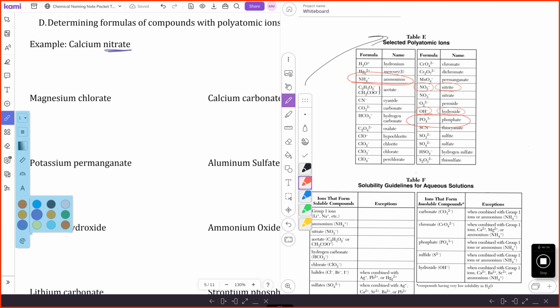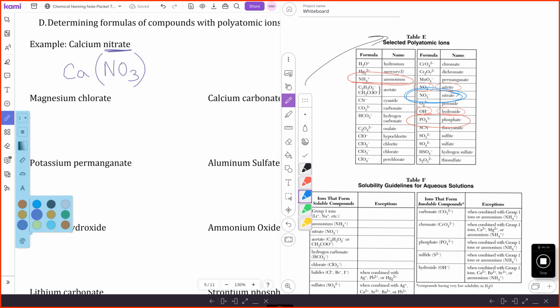So calcium is Ca. I can write that. Nitrate with an A is right here, and it's NO3. The thing I tell my students to do is anytime you take something off of table E, always put it in parentheses. Just do it. You will save yourself a lot of headache if you know that that grouping is stuck together. And so now you have your Ca, you have your NO3.